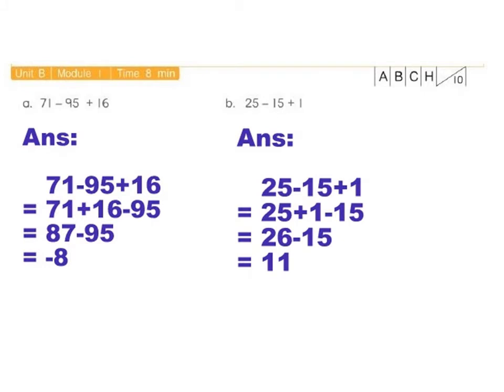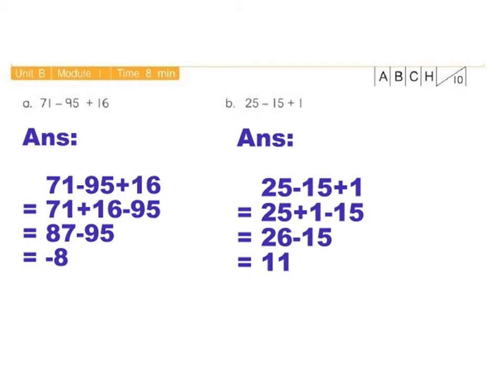So in the first question, 71 minus 95 plus 16, we will arrange the positive numbers on one side, and after rearranging we will get 71 plus 16 minus 95. Then adding the positive integers together, we will get 87 minus 95. 87 minus 95 gives us minus 8.